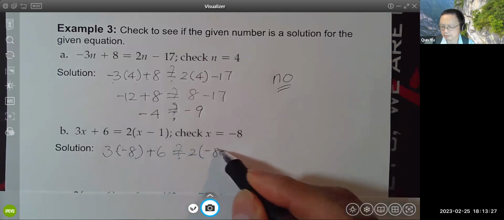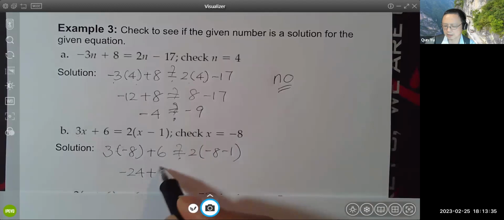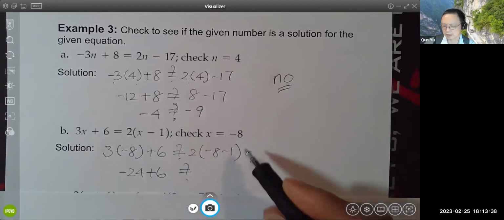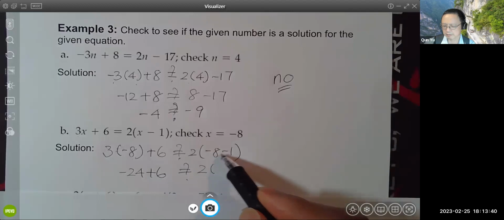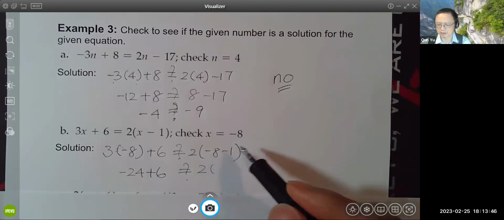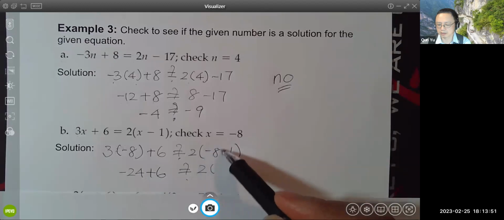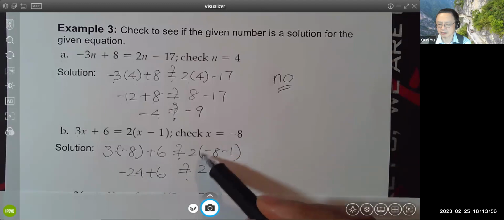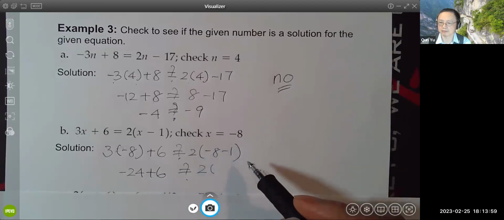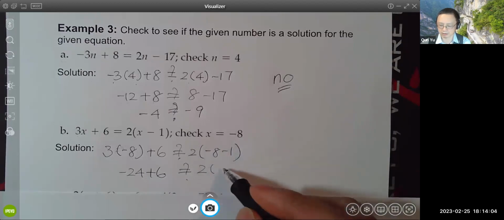So -8 minus 1. Now let's do the calculation. On the left-hand side, it's -24 plus 6. The other side, 2 times -8 minus 1 is -9. When you do subtraction with the same number, basically, the way I do it is that I just look at this number individually. Instead of reading this as minus 1, I read it as -1. Say -8, -1, they both are negative, they go in the same direction, they will accumulate in that direction. So the result is -9.